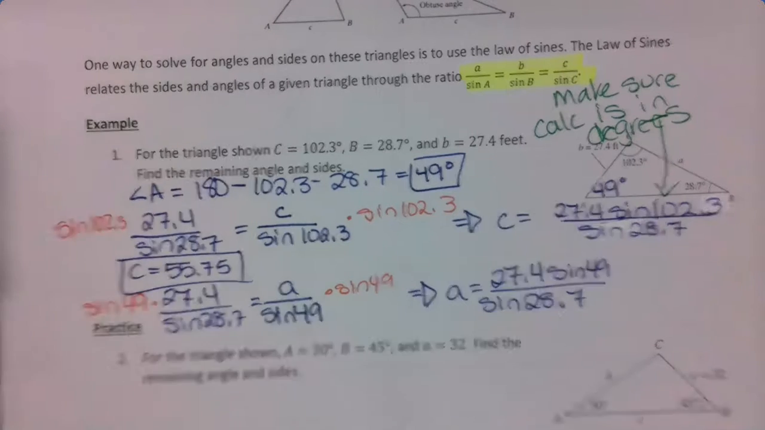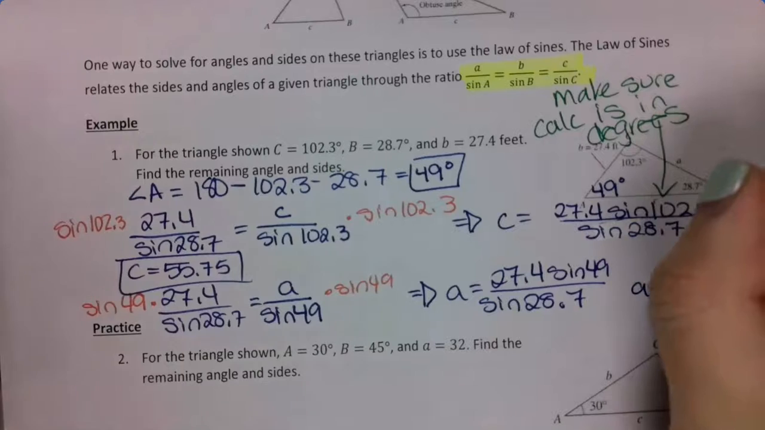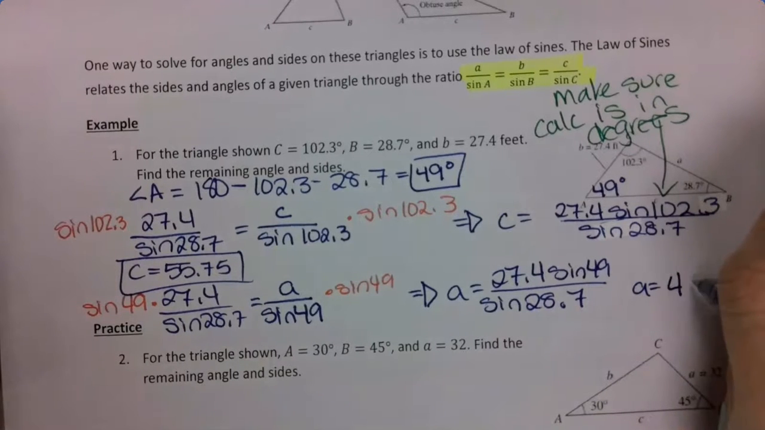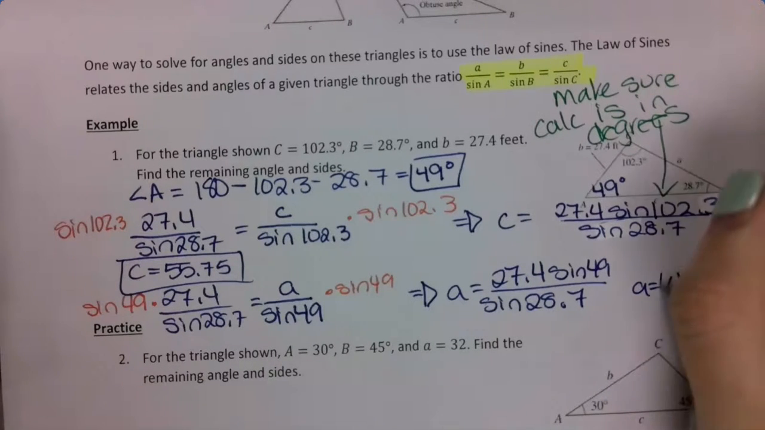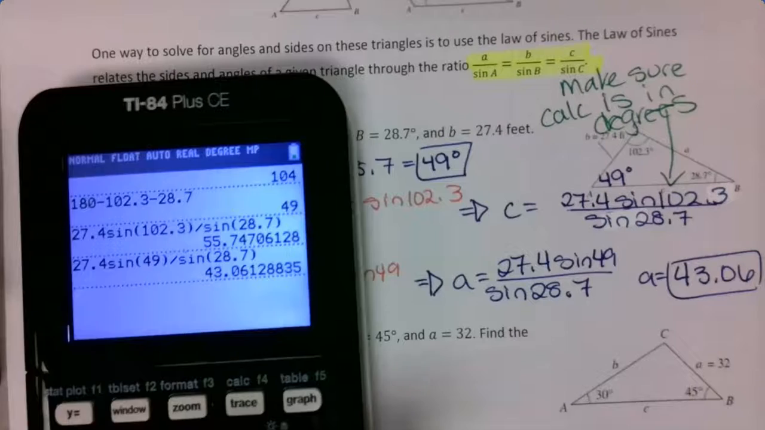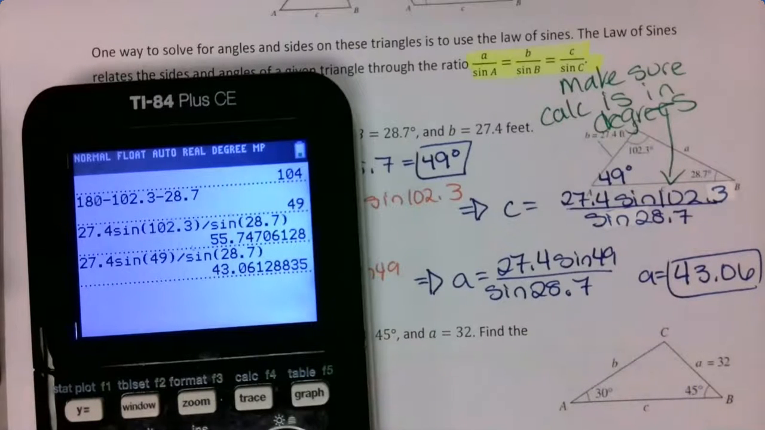So what do you guys get when you type that one in? Should be 43.06. So it should be typed in like that. What? I said 2 decimal places.